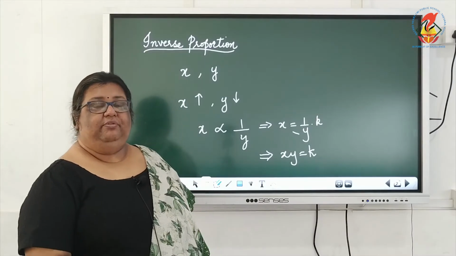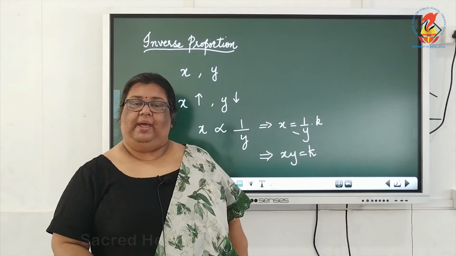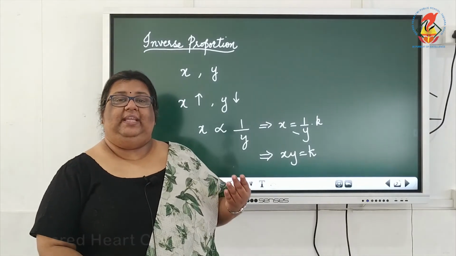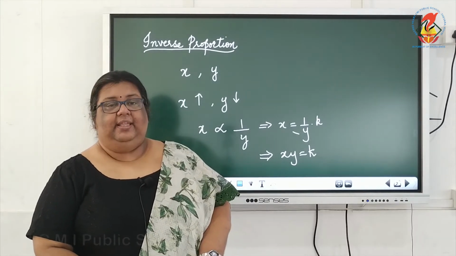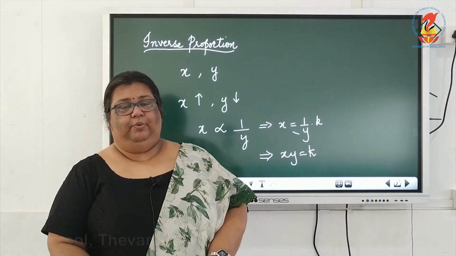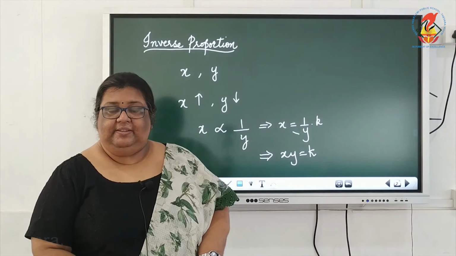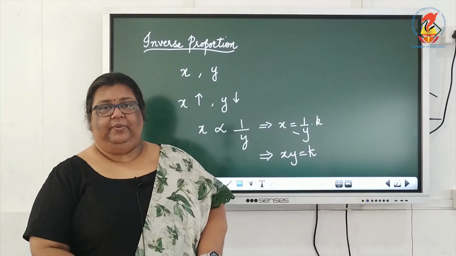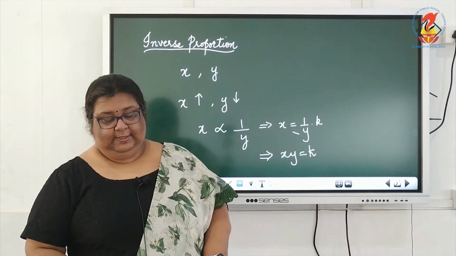So what is meant by inverse proportion? 2 quantities may change in such a manner that when one quantity increases, the other quantity decreases. Then I can say the 2 quantities are inversely proportional. The product of these 2 will always remain a constant. Okay? We will do example problems from the textbook.